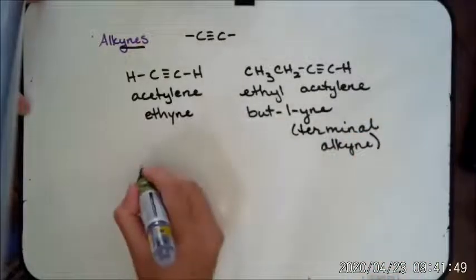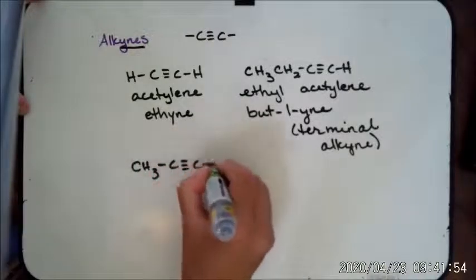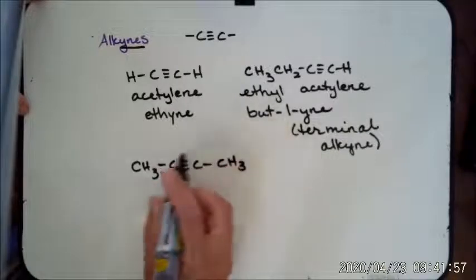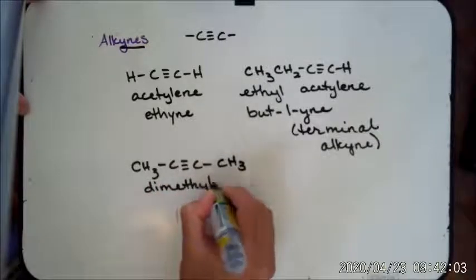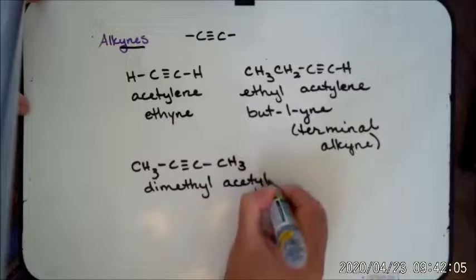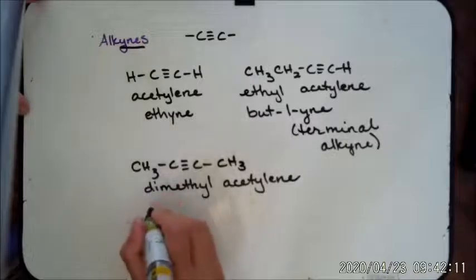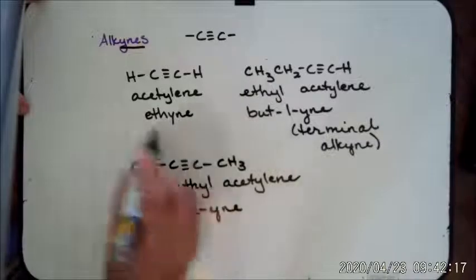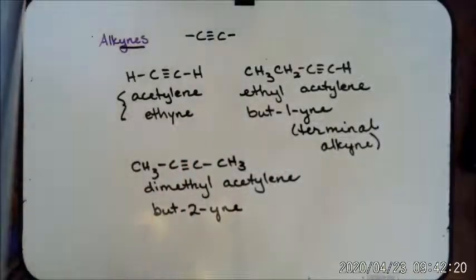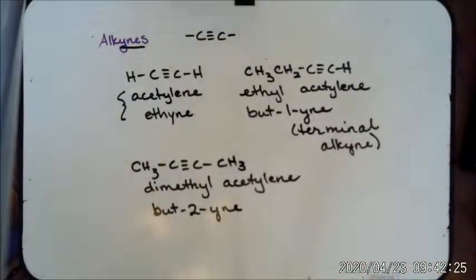Okay. If you see something like this, the common name is dimethyl acetylene. But the IUPAC, 1, 2, 3, 4, is going to be but-2-yne. So except for hearing acetylene, we don't often use the common names here. You go and revert to the IUPAC names. Okay?